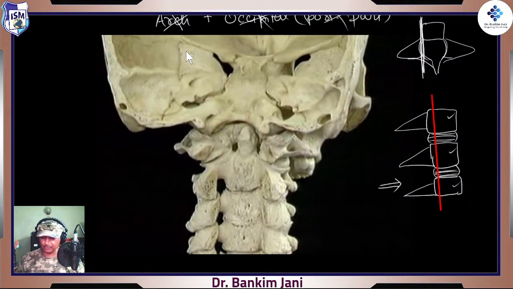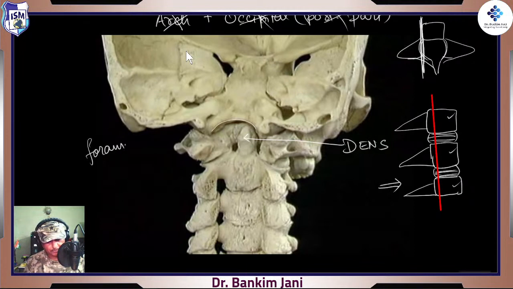Now see what we see. Immediately, the first thing you will see is this is the dens. The dens is an anterior structure. Basically, it is the body of C1. So that's the dens. This dens is very near to a big foramen. This big one is our foramen magnum.